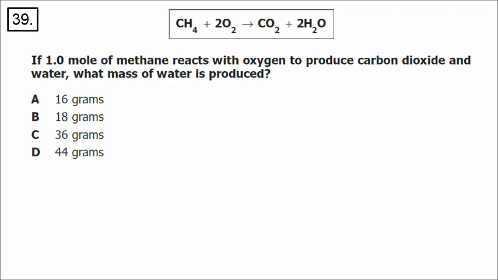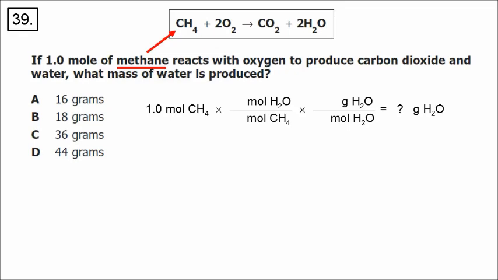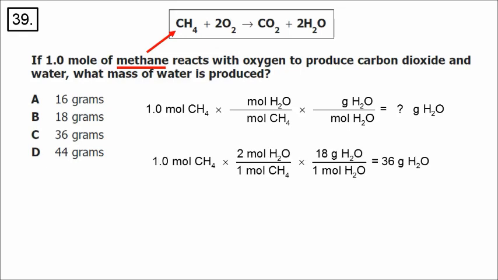Number 39. We're starting with 1 mole of methane, and we're converting this into grams of water. What mass of water is produced? So methane is CH4. We start with 1 mole of methane. We first convert from moles of methane to moles of water using the coefficients in the balanced equation. Then we convert from moles of water to grams using the periodic table. So there are 2 moles of water produced for every 1 mole of methane consumed, and water has a molar mass of around 18 grams per mole. So 2 times 18 is 36. Correct answer is C.